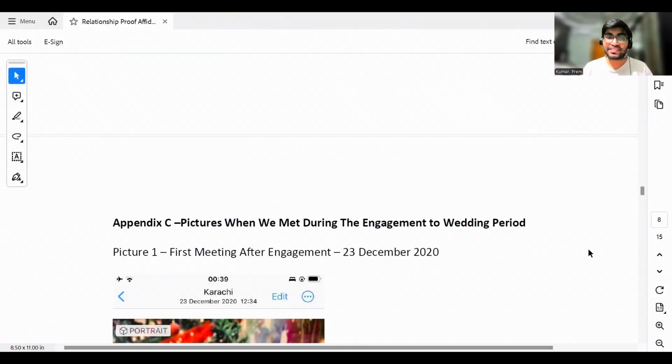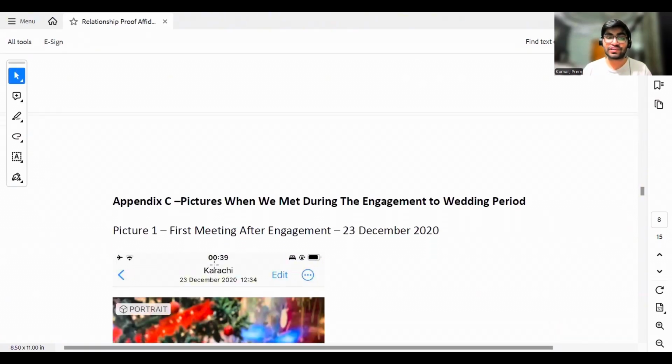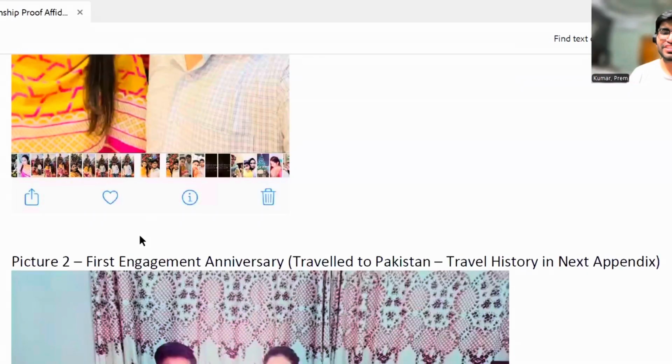As you can see in Appendix C, I put a few pictures from when we met during the engagement to wedding period. Picture 1 is the first meeting after engagement, with the date, which was taken from my iPhone. So 23rd of December, it was after my engagement. And then there are a few more pictures with the dates when we met together. Picture, as you can see, first engagement anniversary. Travel to Pakistan, travel history, next appendix. I put the travel history as well, my tickets, in the next appendix, Appendix 4.